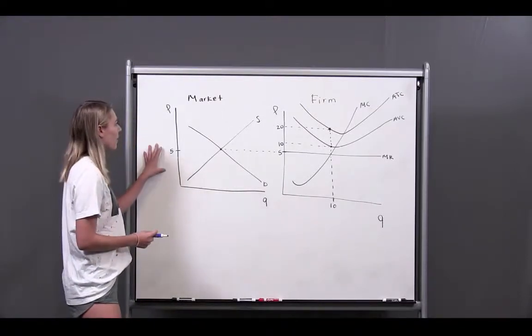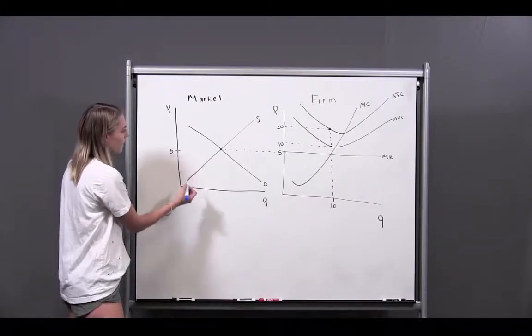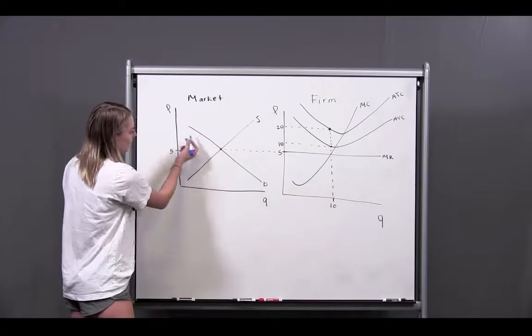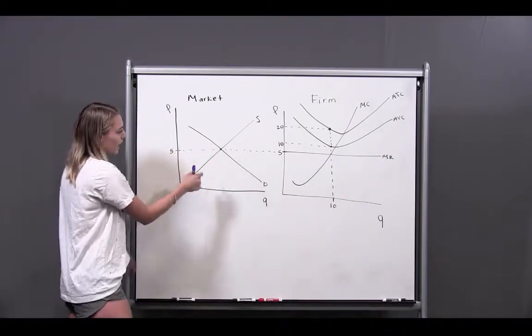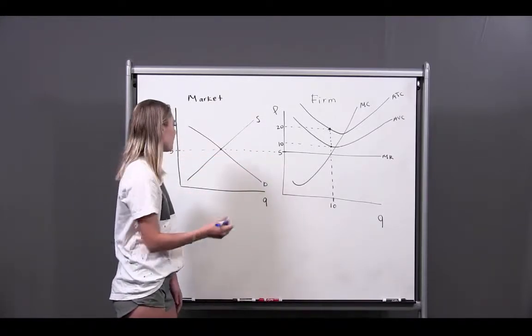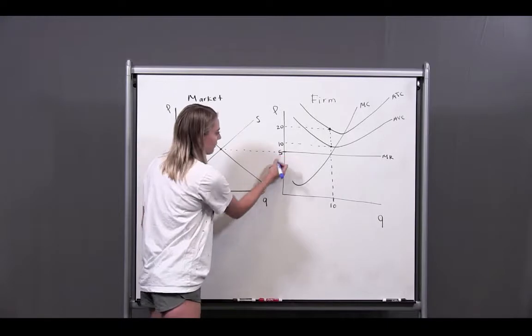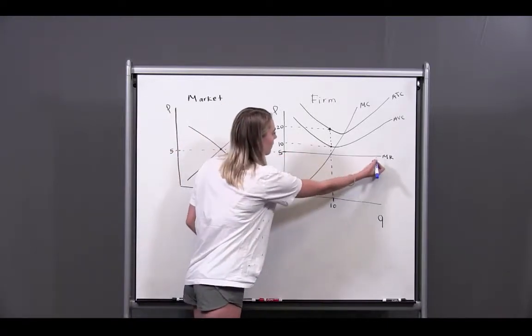So what we know about a perfectly competitive industry is that the price is set at some equilibrium. So we have our market supply and our market demand, and this price would be set at $5. And this firm is a price taker because this market is perfectly competitive, so they have to use this price of $5, and that price becomes their marginal revenue curve.